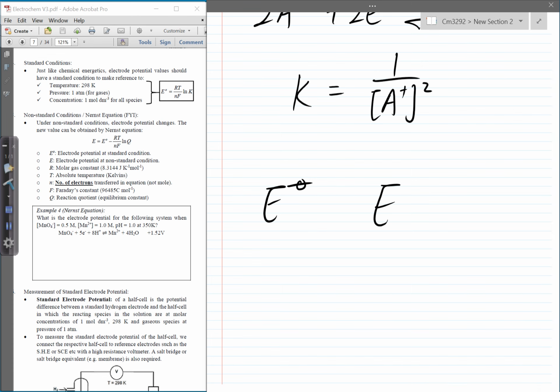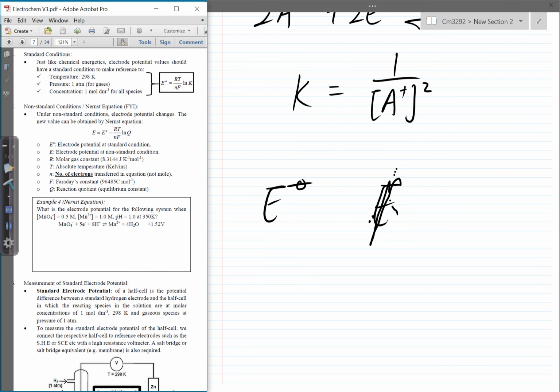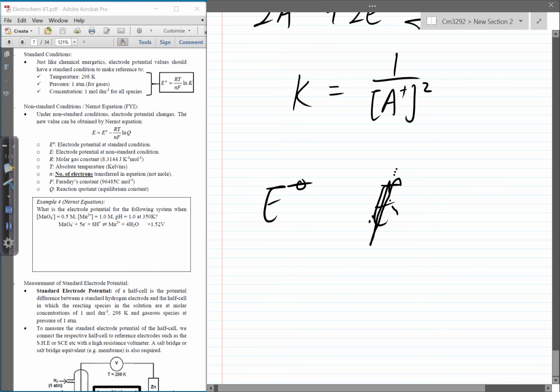You know that Q in this case is the reaction quotient, right? What is the reaction quotient? If you can recall, it is the same as the equilibrium constant, just that we call it the reaction quotient because it's not at equilibrium. Why is it not at equilibrium? Because it's non-standard conditions, right?